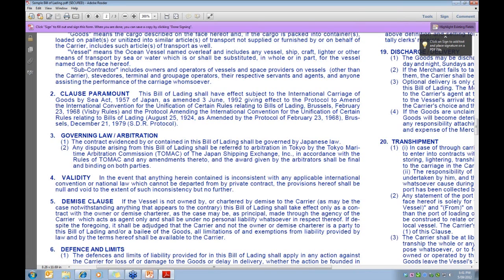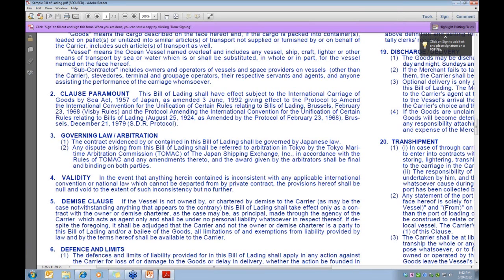or contained in this bill of lading shall be governed by Japanese law, and if any dispute arises, the bill of lading shall be referred to an arbitration in Tokyo. And this clause paramount, clause 2, as you can see, it refers to the International Carriage of Goods by Sea Act 1957 of Japan, and it says that this act gives effect to the protocol to amend the Visby rules and the protocol amending certain rules relating to the bills of lading, and this relates to the Hague and Visby rules.